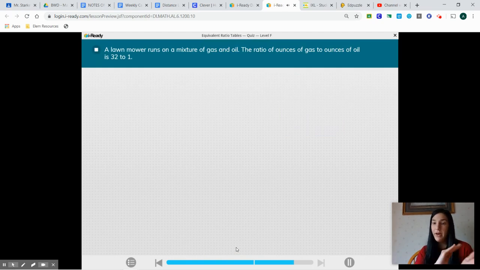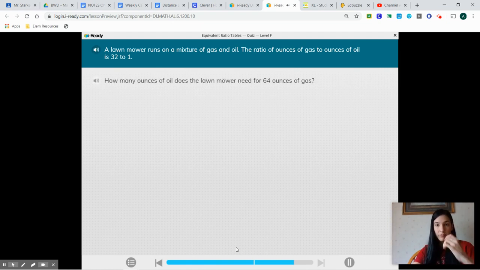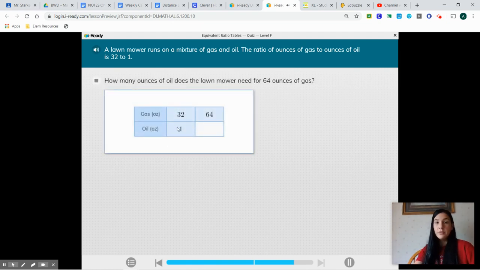A lawnmower runs on a mixture of gas and oil. The ratio of ounces of gas to ounces of oil is 32 to 1. How many ounces of oil does the lawnmower need for 64 ounces of gas?